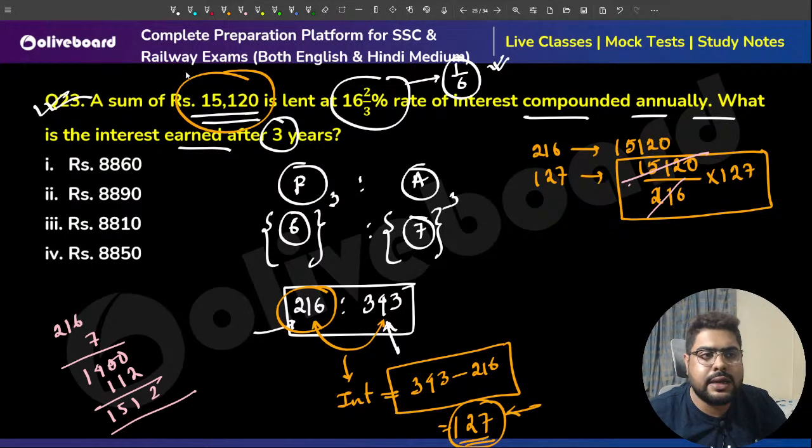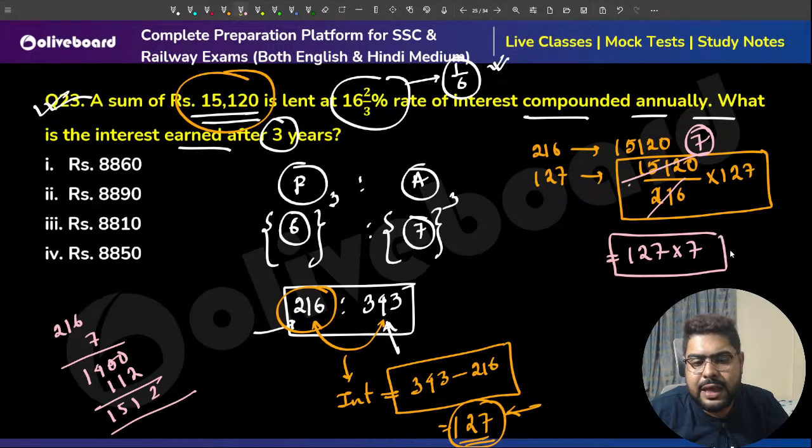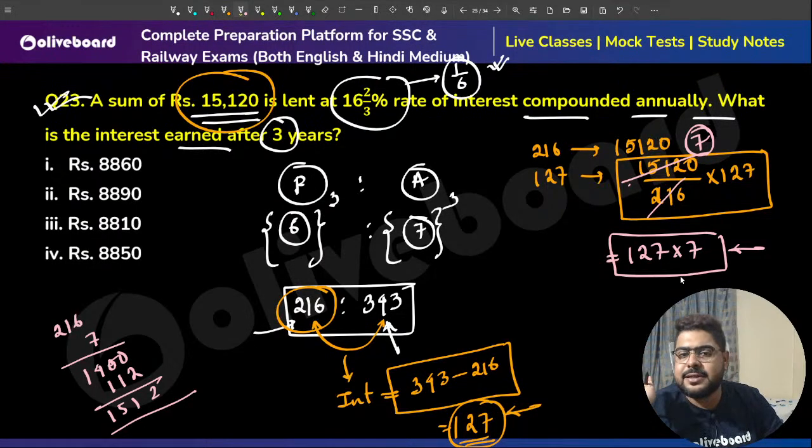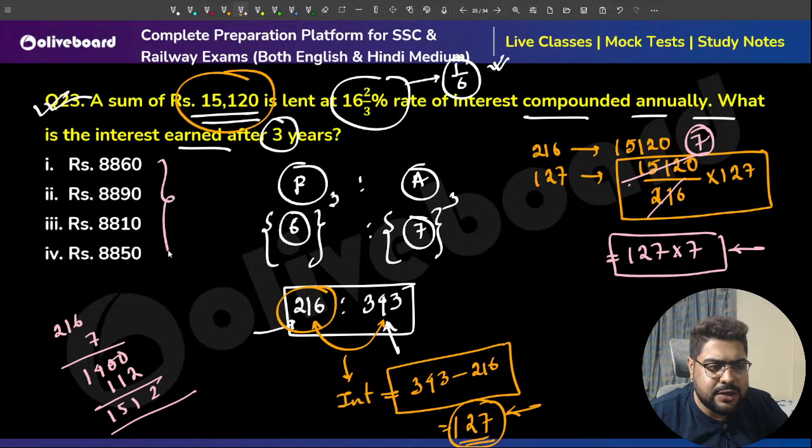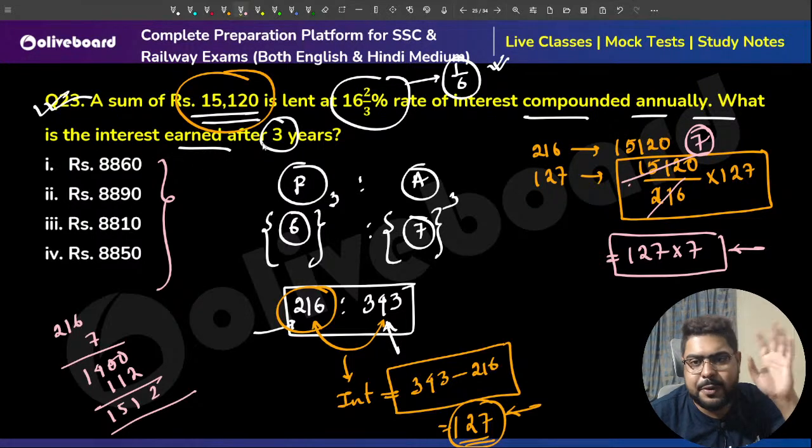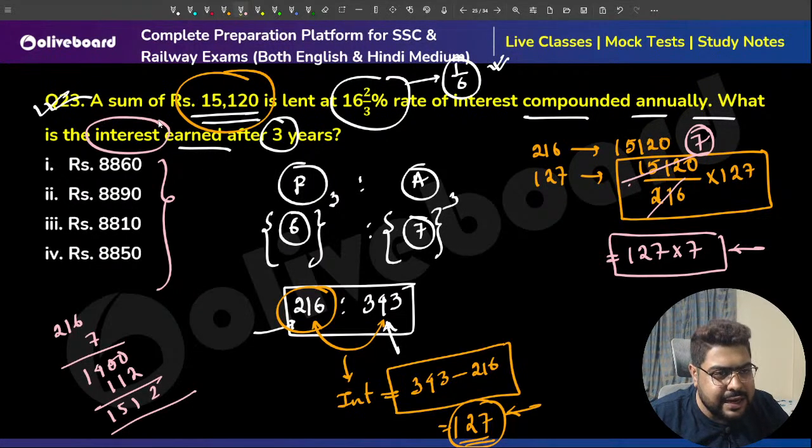Extremely sorry, it is directly divisible, sir. It is 7, so your answer will be 127 into 7, sir. It's very, very simple. So approximately, but again the options are not matching. Achha, the options, there is a problem. They are asking interest earned.